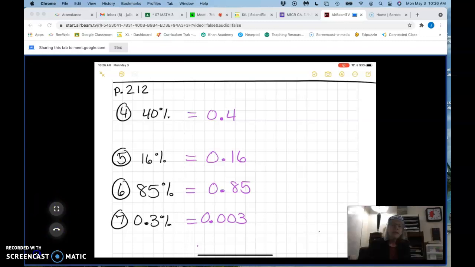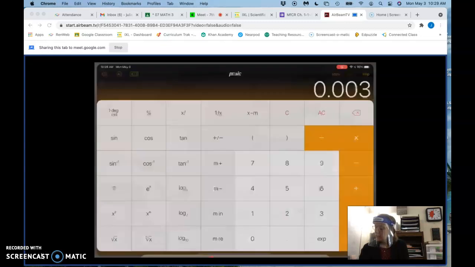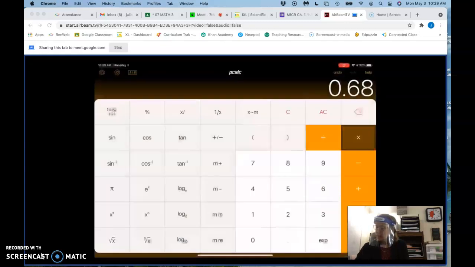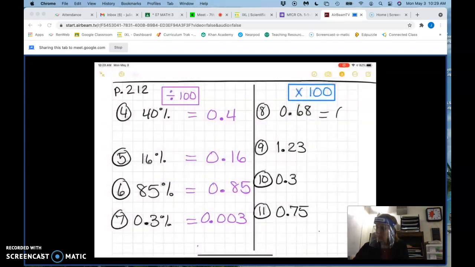Yeah. This time it says turn each decimal into a percent. So we're going to do the opposite of what we did in the last section. This time we're going to multiply each number by 100. So if I do 0.68 times 100, I get 68. And remember, they're asking us to write it as a percent, so we have to include that percent sign.